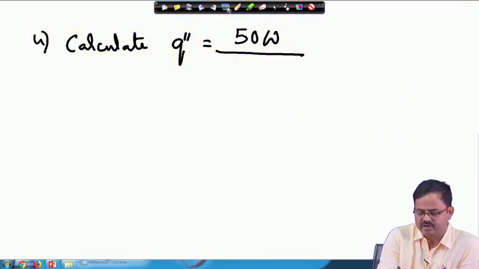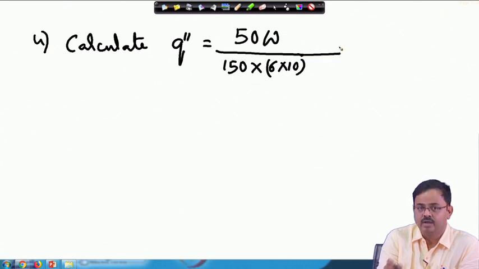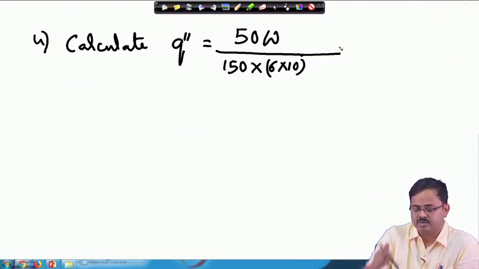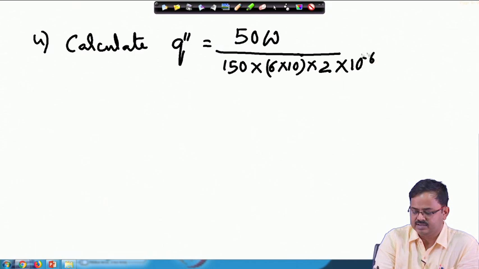So, 50 watts divided by 150 times 6 into 10. Now, there are two such surfaces, there is a top, there is a bottom. So, therefore, times 2, and then this is in millimeter. So, therefore, 10 to the power minus 6, this is in millimeter, this is in millimeter. So, millimeter squared, 150 and 6 are both in millimeter. So, millimeter squared, okay. And that will give you the heat flux.